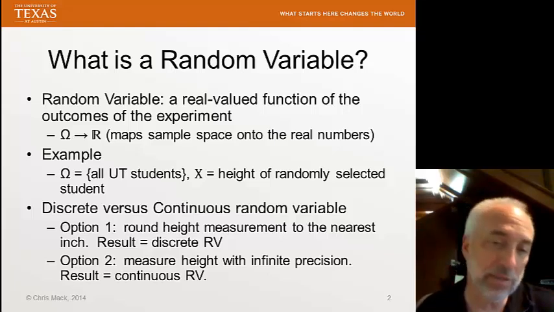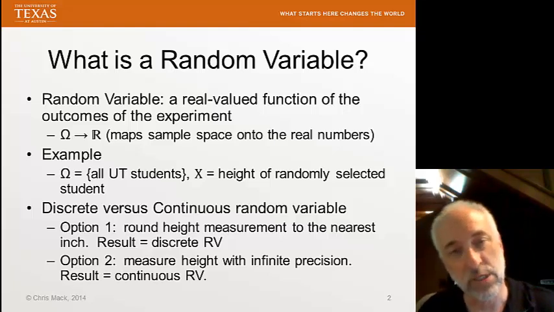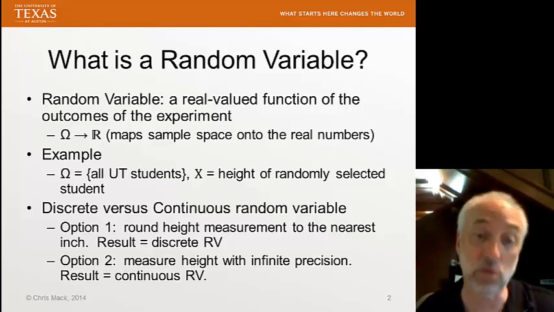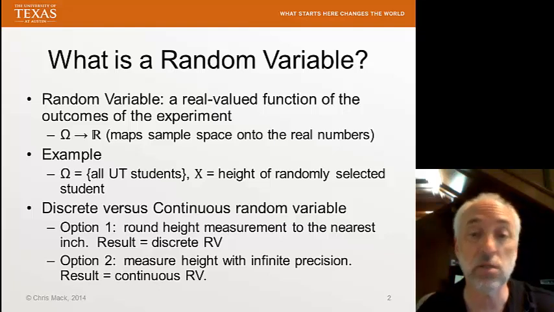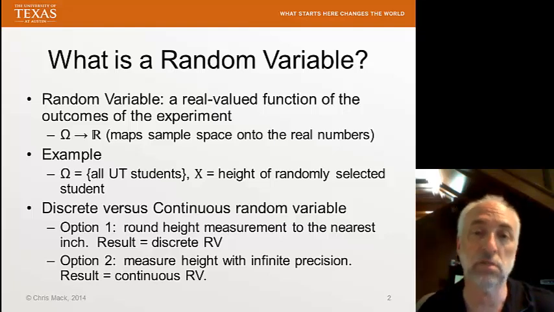Well, in reality, we can't do that. We can't measure to infinite precision, but we can assume that we can, and we can model the measurement process as if it were producing a continuous, real valued output, so that we model this random variable as being continuous.